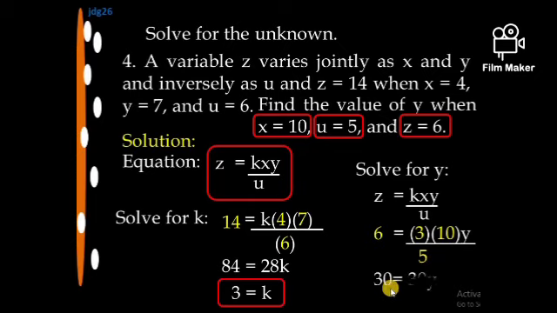So, we have 30 is equals to 3 times 10 is 30 times y, so 30y. Then, divide both sides by 30. So, we have y is equals to 1. And we're done.